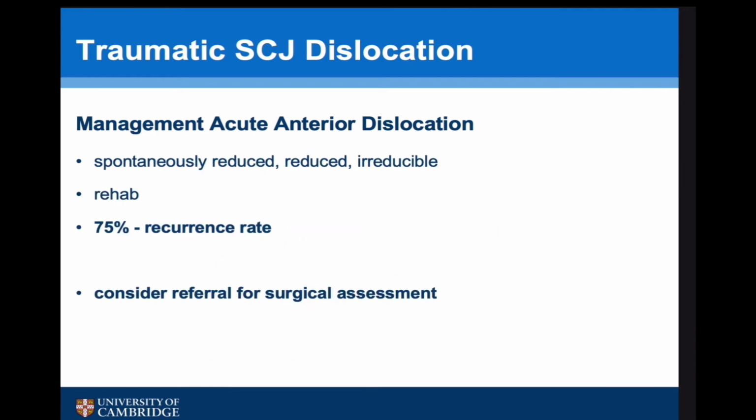Traditionally, the management of an acute anterior dislocation, whether it's spontaneously reduced before the patient has come into the ED, whether it's been reduced or people have been unsuccessful at reducing it, so irreducible, has just been rehab. Even irreducible anterior dislocations previously have been left, and it's felt that patients will cope well with rehab. However, there's a 75% recurrence rate of redislocation if you dislocate your SCJ anteriorly. So I'd certainly consider referral for surgical assessment.